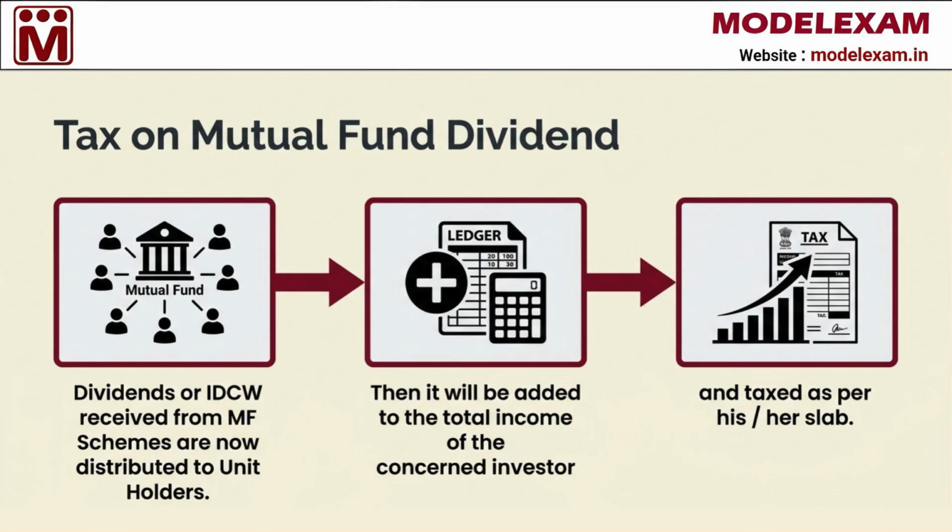Once it is added to their total income, it is taxed at whatever income tax slab rate the investor falls under. So, if an investor is in the 30% tax bracket, the IDCW they receive will be taxed at 30%. If they are in a lower bracket, they pay less. Essentially, the tax treatment is the same as any other regular income they earn.